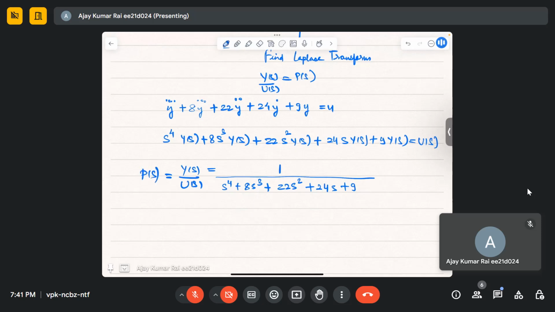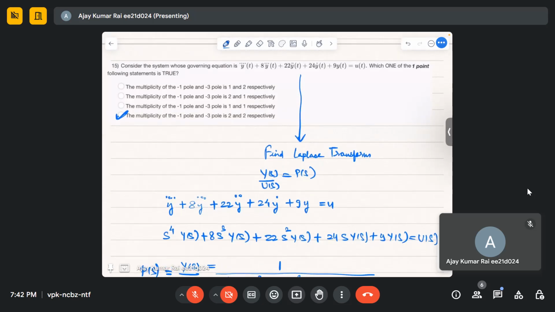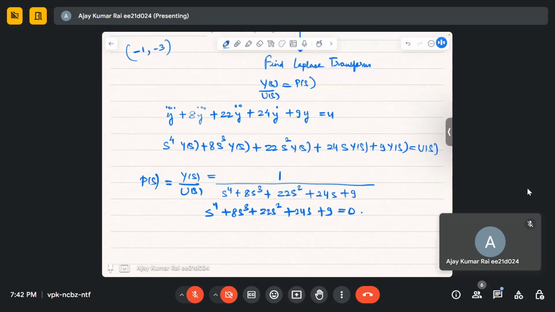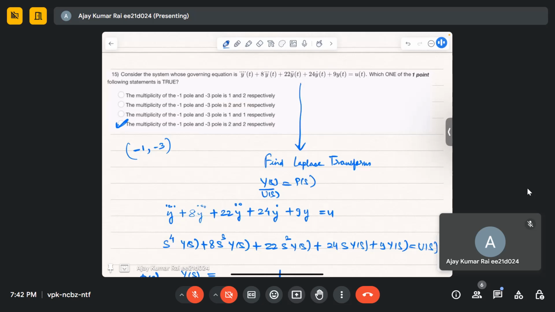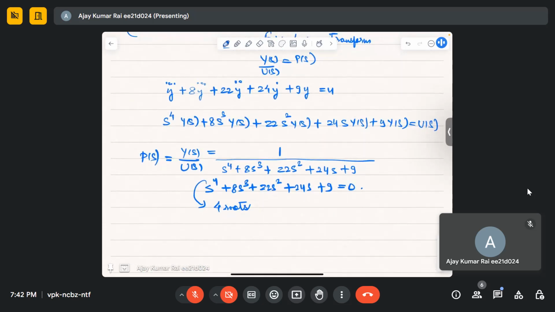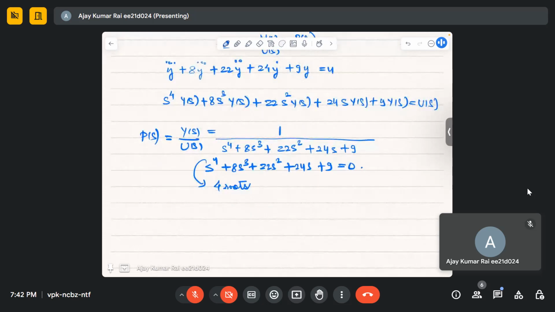What you have to find out is the roots, right? So how to find the roots? For this function, s^4 plus 8s^3 plus 22s^2 plus 24s plus 9 should be equal to 0. By seeing the options, only two roots are there, -1 and -3. Just by seeing this order, you'll have four roots, but by looking at the options we know -1 and -3 will be the roots, and we just have to find the multiplicity of that. It's very simple.